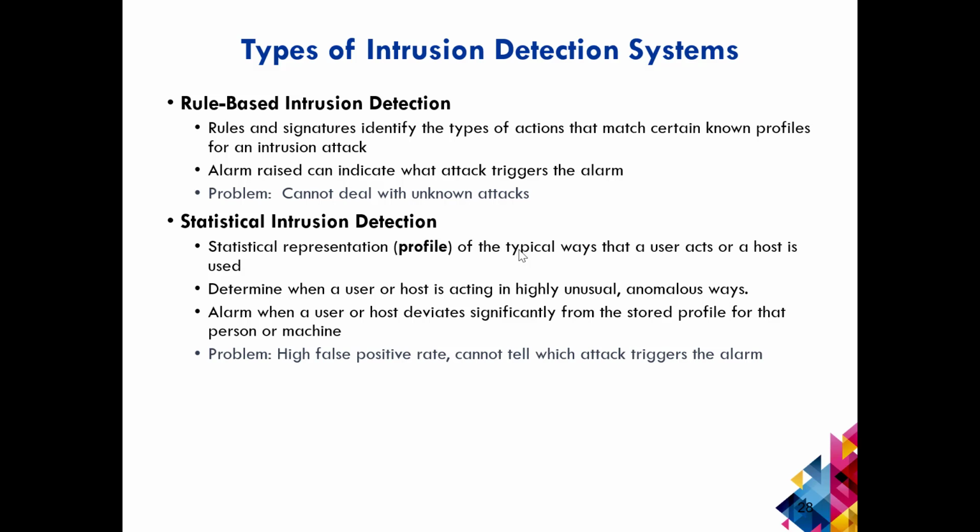All right, and then we have statistical intrusion detection. A statistical representation, or we call it a profile, of the typical ways that a user acts or a host is used, is determined. It detects when a user or host is acting in a highly unusual, anomalous way. For example, maybe one of the nodes inside your network is being infected by a botnet. It keeps sending a similar packet through all of the network, and then the IDS will determine it as an intrusion, identify the packet and block the packet.